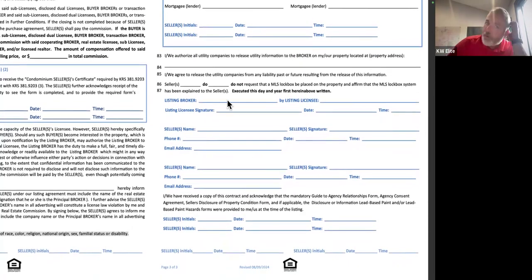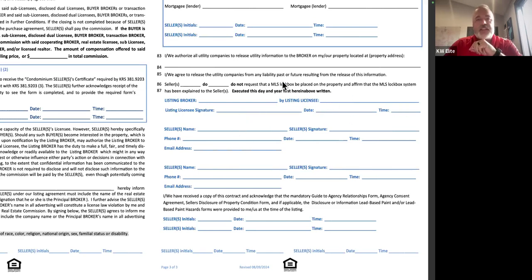Now, I want to explain this part real quick because I see a lot of people confused on this. Listing broker is Keller Williams Elite or Heartland, whatever the name of your brokerage is. By listing license, here's where you're going to write your name. So Matt Brown, and then listing license signature, here's where I'm going to sign my name, and then I'm going to date and time it. So brokerage name, your signature, date and time that you signed.